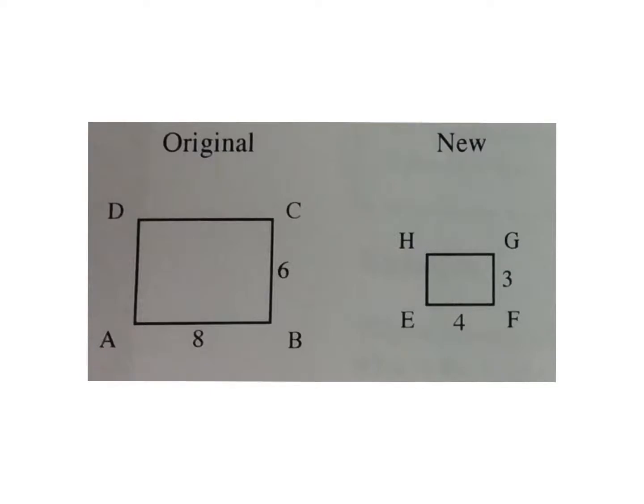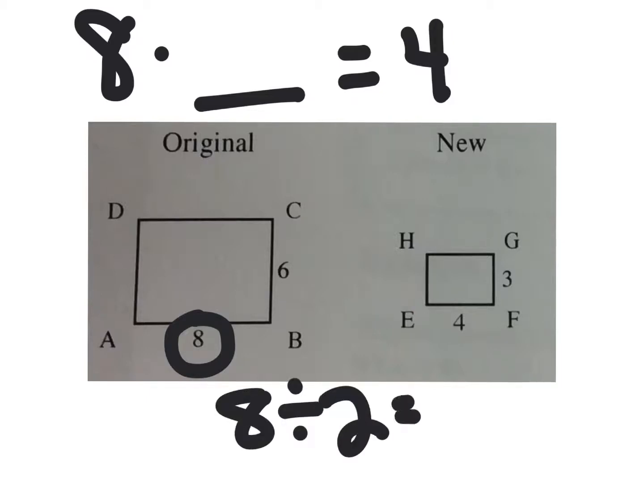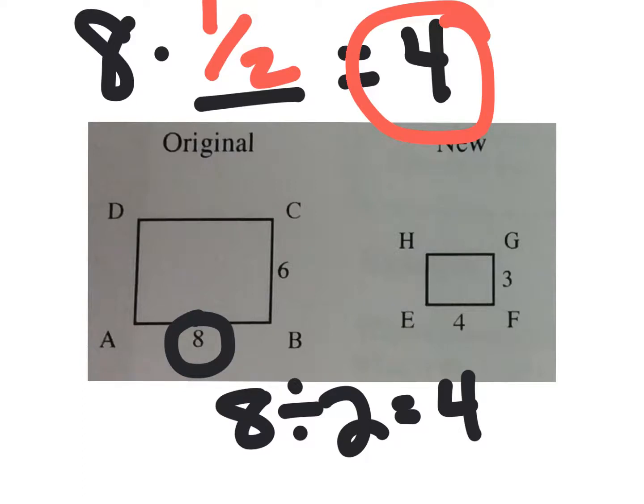All right, so now we have two rectangles, and we need to decide how we got from the larger rectangle to the smaller one, because the larger one was the original shape. So if I have 8 as my side length, what can I multiply it by to get the smaller one? 8 times something gives me 4. Well, I'm hoping you're thinking, well, 8 divided by 2 gives me 4. What is the same as dividing by 2? I'm hoping you're thinking that it's multiplying by 1/2. 8 times 1/2 is 4. So the new shape is half the size of the original shape.